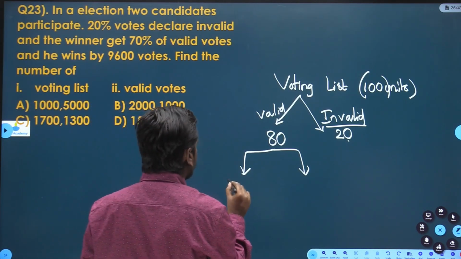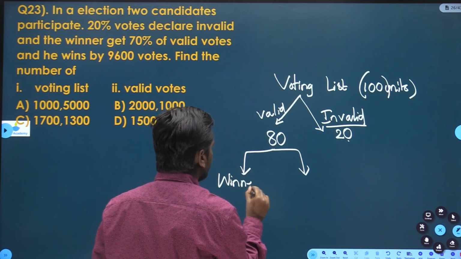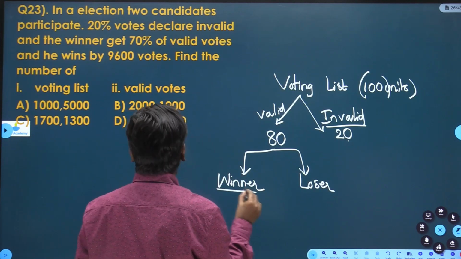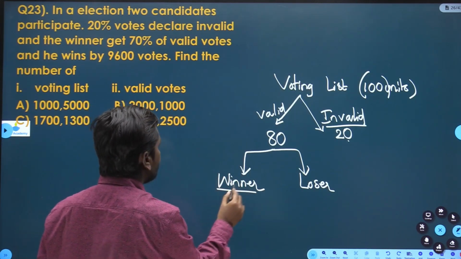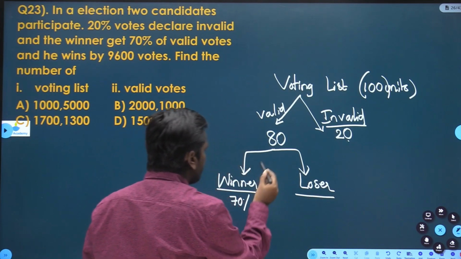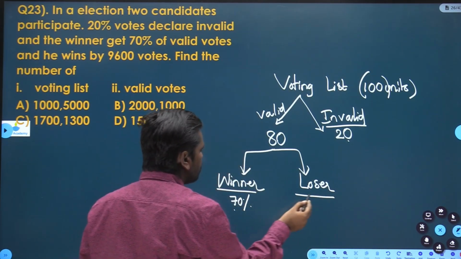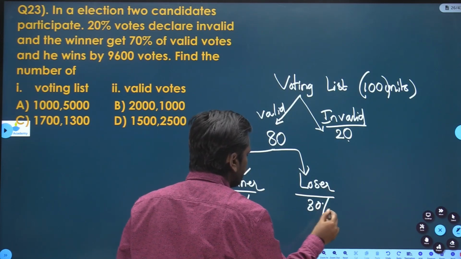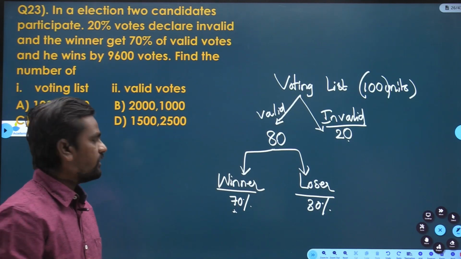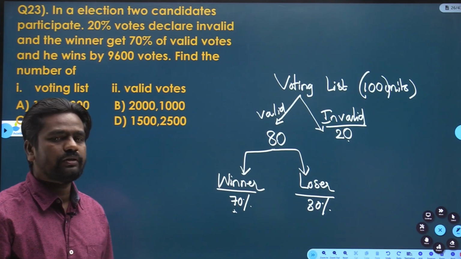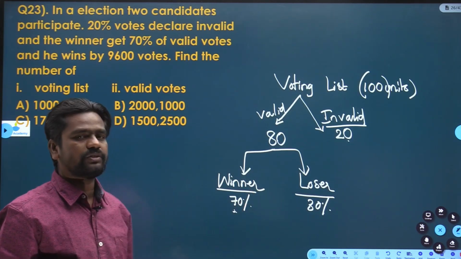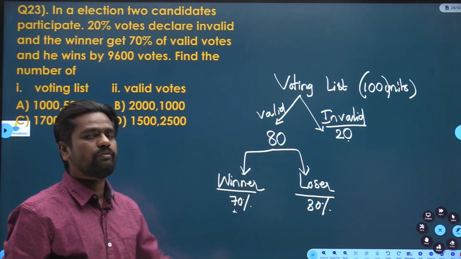So here there is a winner and there is a loser. Here the winner gets 70% of valid votes. When the winner gets 70% of valid votes, the loser gets 30%. Right? The remaining votes go to the other person. So 30% of valid votes have gone to the loser.